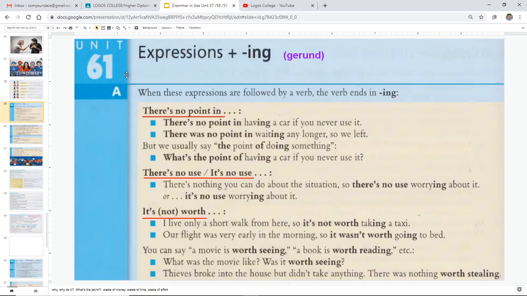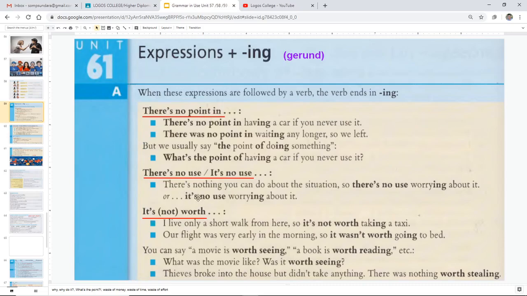Unit 61. We're on Unit 61 in your Grammar in Use Intermediate book, and Unit 61 is about expressions. Expressions with gerunds, with verbs and ing. There are a lot of expressions in English, usually phrases. Expressions means something that you say. It's a combination of words that when you put it together, it means something else, right? It could mean different things depending on what follows it in the sentence or what comes before it in the sentence. Let's look at part A.